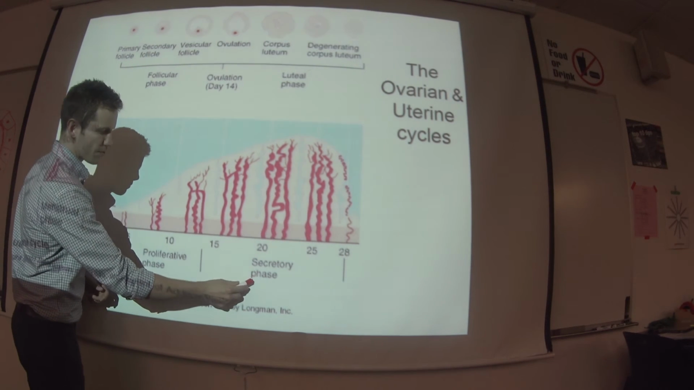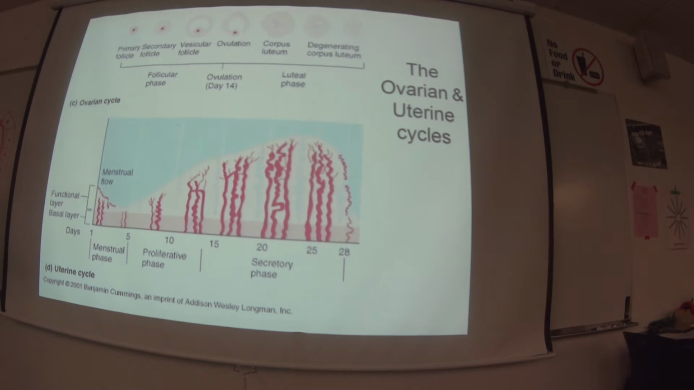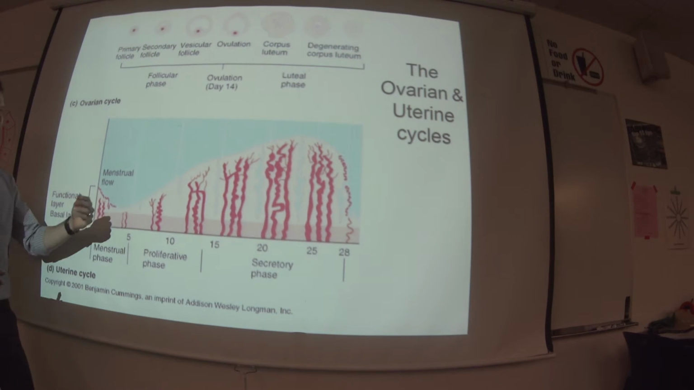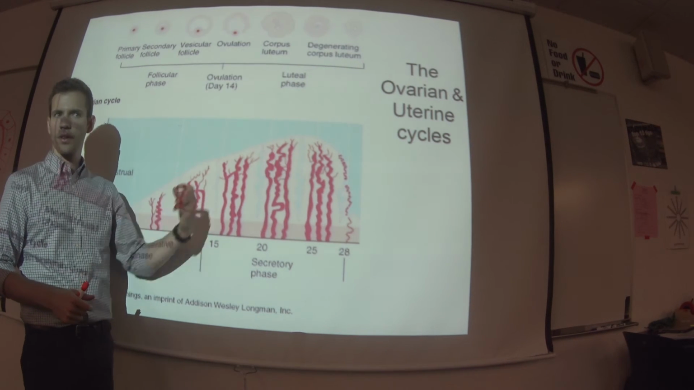Then the secretory phase kicks in about day 14, and that's the secretion that's happening there, the investment or the creation. You build blood vessels, and you build what are called uterine glands. Those are both to provide extra nutrients for the implanting zygote.